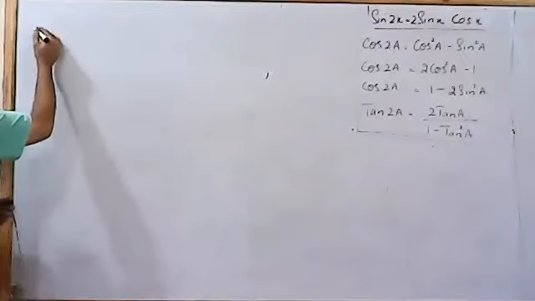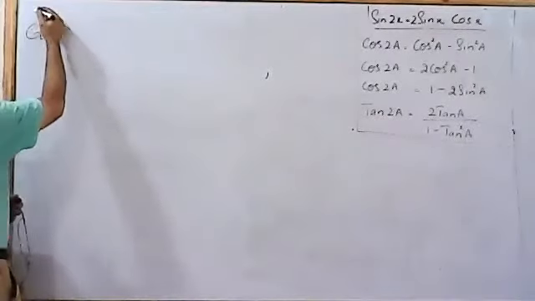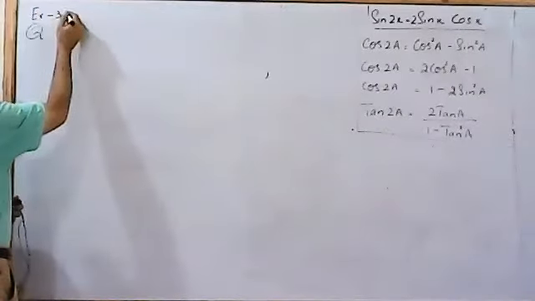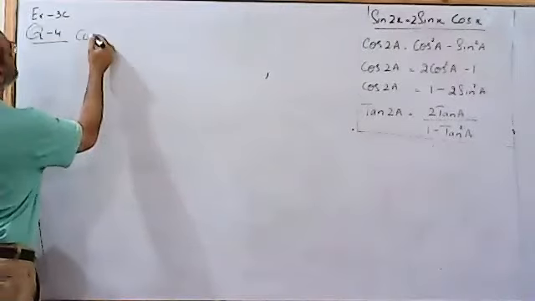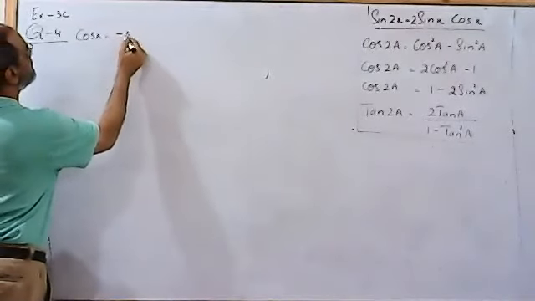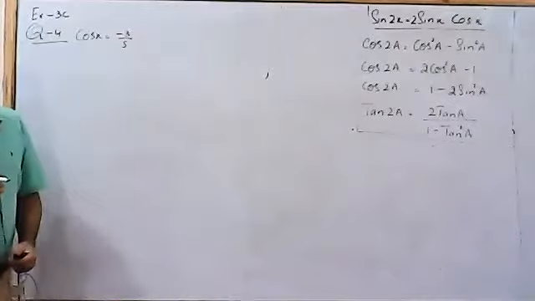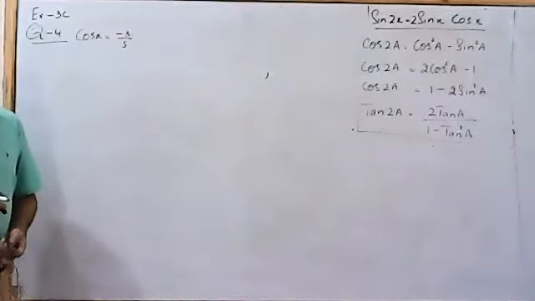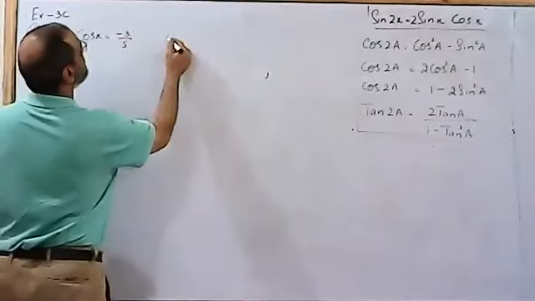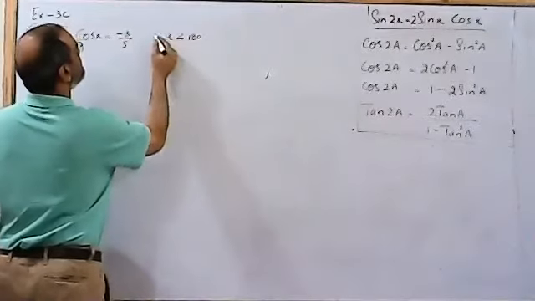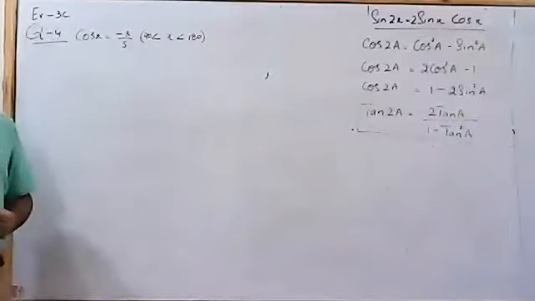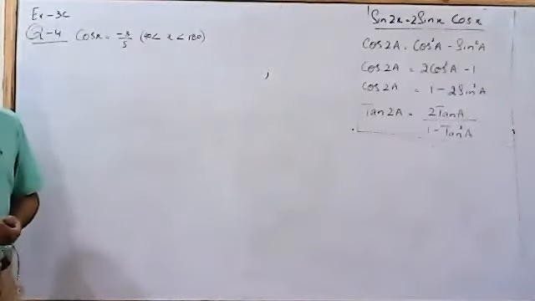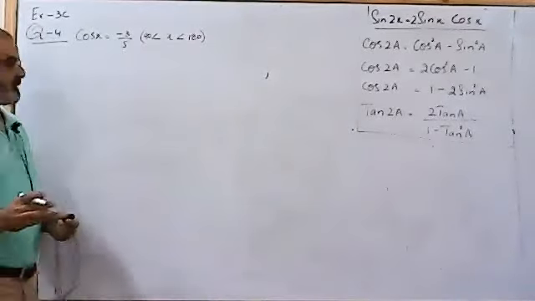Question is, it's question 4 in exercise 3C. It says cos x is minus 3 by 5, and x lies between 90 and 180. It means the angle is in the second quadrant, it is an obtuse angle. Find the exact value of sine 4x.